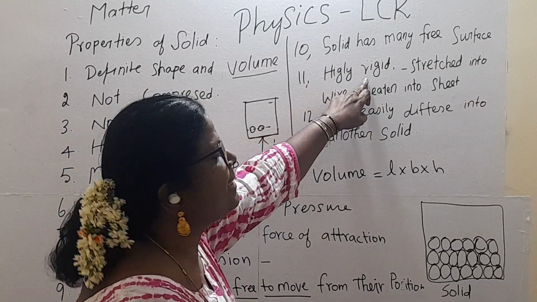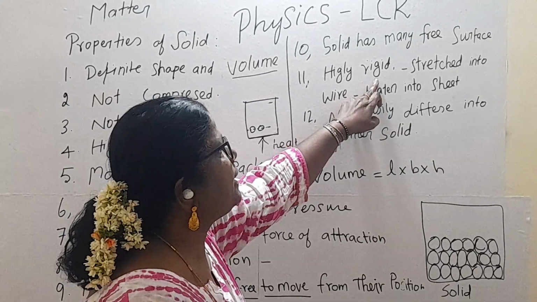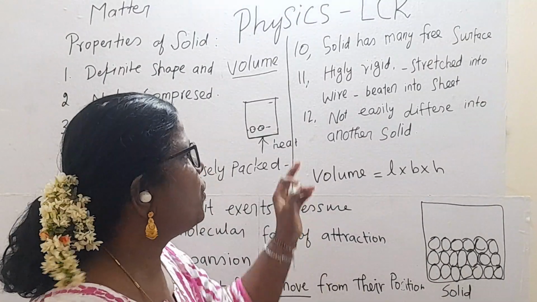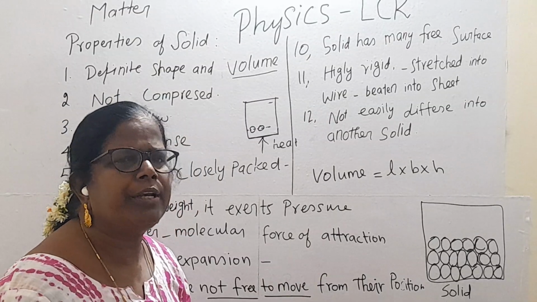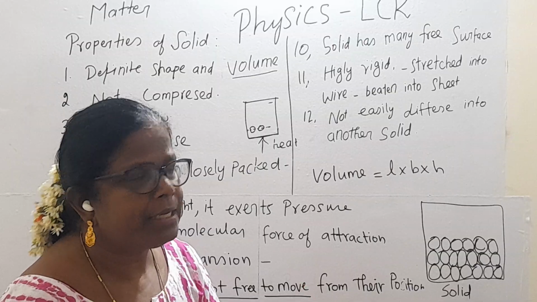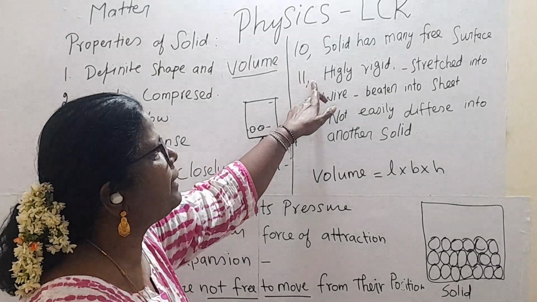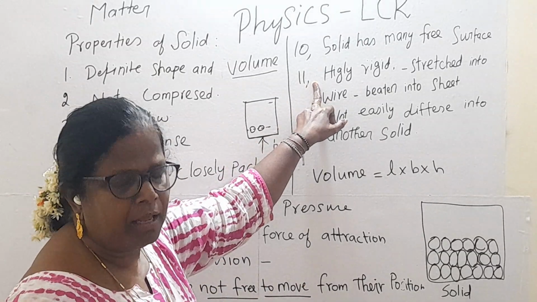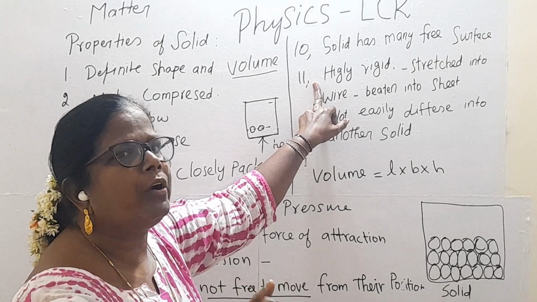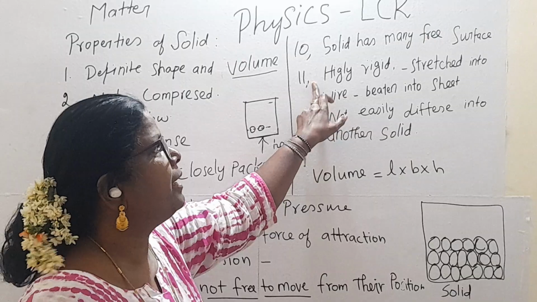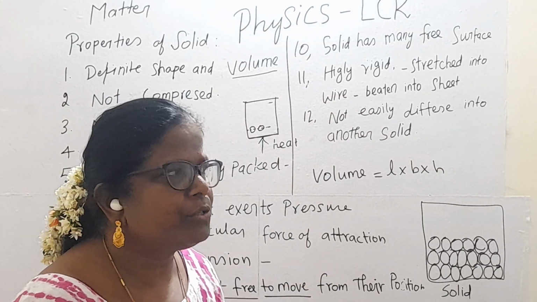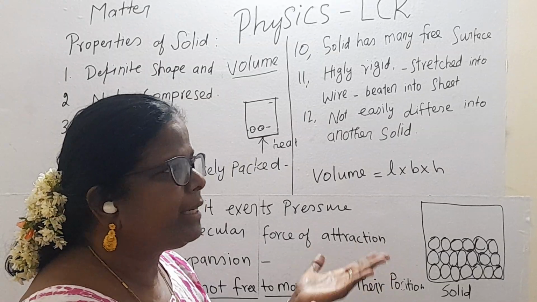Solid is highly rigid. Some solids you can stretch into wire, and some solids you beat, and it will make a sheet. But solid is a highly rigid material, so we can say it is hard material. Solids are very hard or rigid. From some metals we can make a wire, and some metals you beat, and they make a sheet.